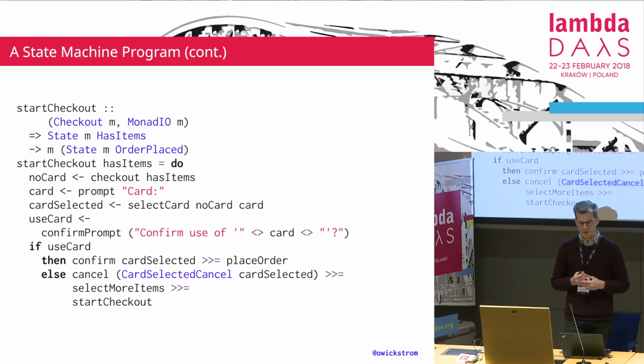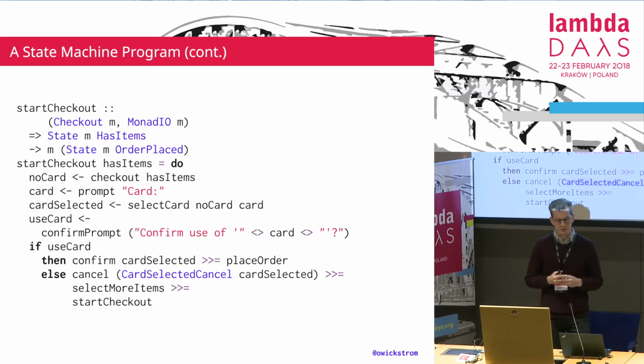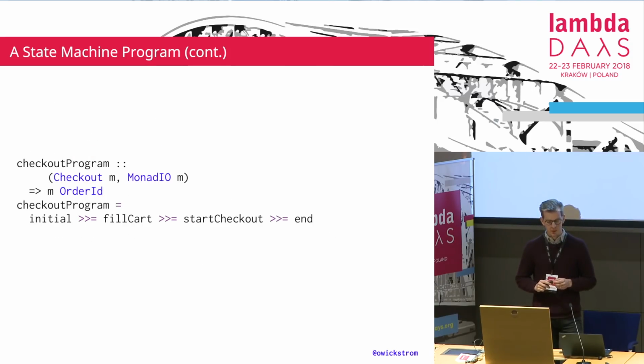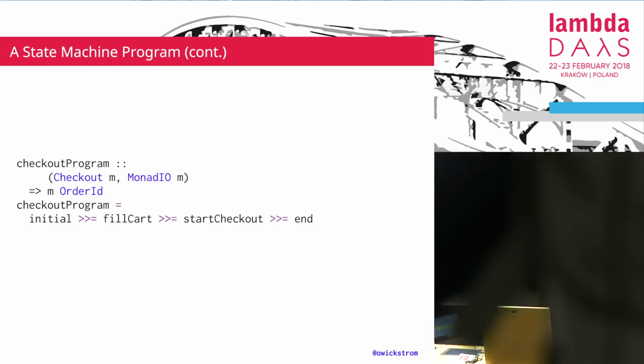In the end, if the user confirmed, we place this order. If not, then we cancel, go back to selecting more items, and restart the checkout. So it will just loop until we reach order placed. This is the main program, creating the checkout flow, running it, and then eventually ending it. We get back an order ID when we're completed.